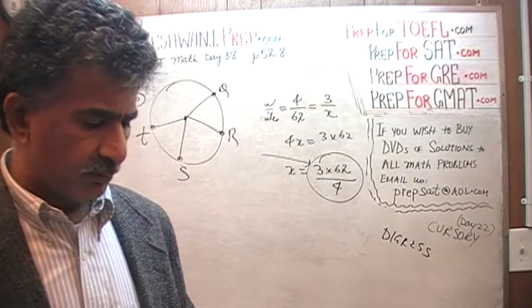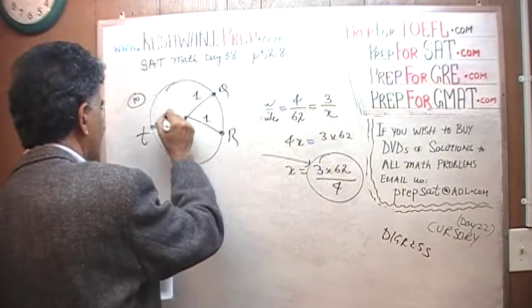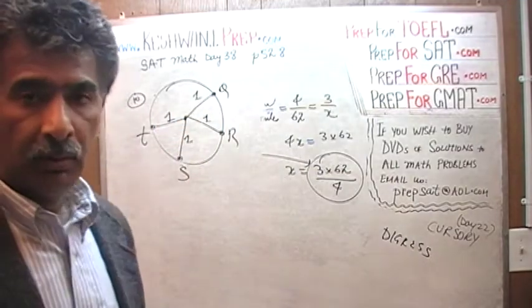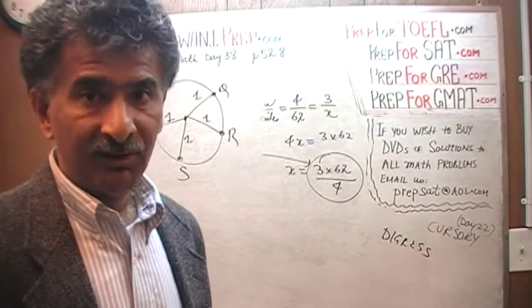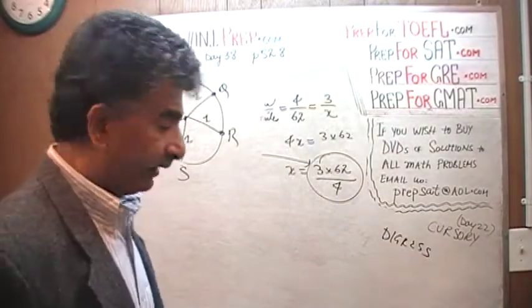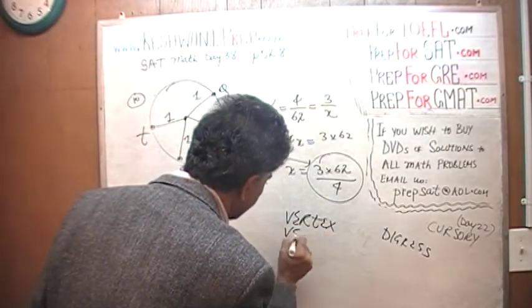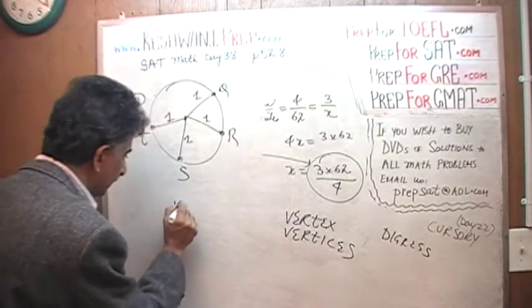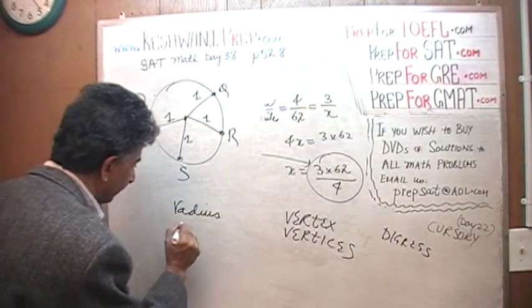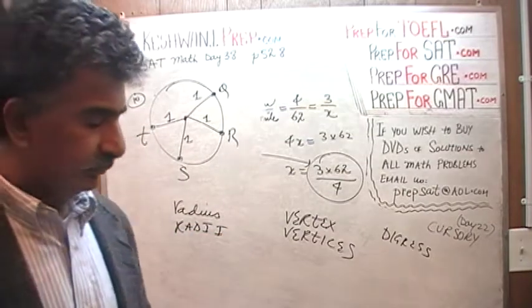If the radius of the circle is 1, which means this is 1, this is 1, this is 1, and this is 1, because they are all radii. No, there is no such thing as radiuses. As I reminded you yesterday, the plural of vertex is vertices. Similarly, radius is another creature. The plural of radius is going to be radii with 2 i's. So there are 4 radii.